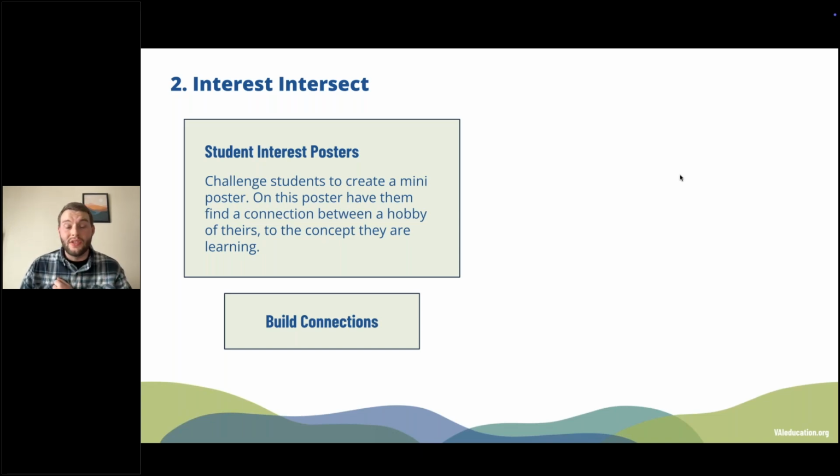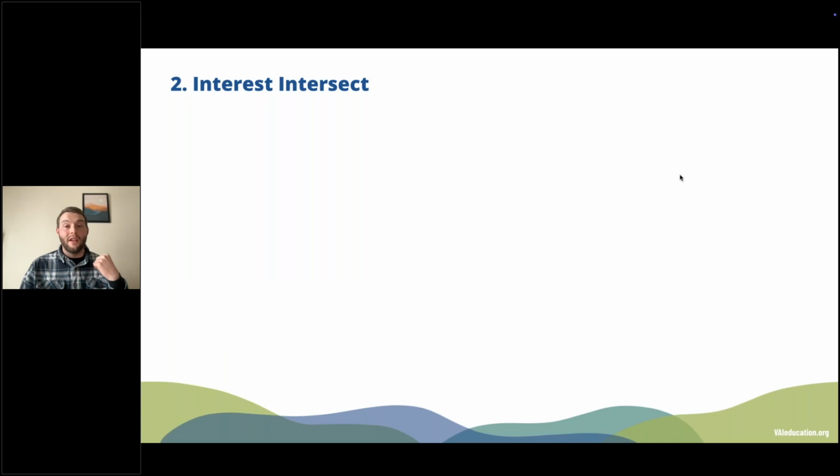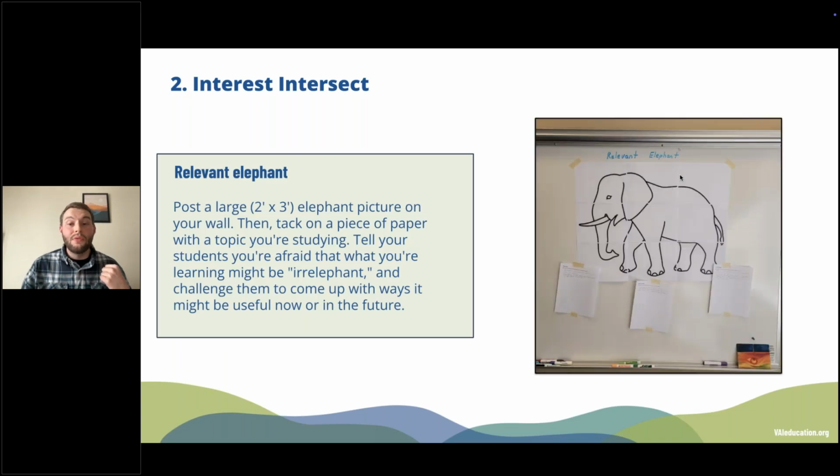Also along the interest intersect, I know my elementary friends may really enjoy this one. We do one called the relevant elephant. Essentially what this is, we print off a big poster-sized board of an elephant, right? And on that elephant, we have 3 different concepts that we're learning. And what I do is I invite the students to come up to the elephant and write down underneath each concept, right, how that concept is being used either in their current life or in their future life.